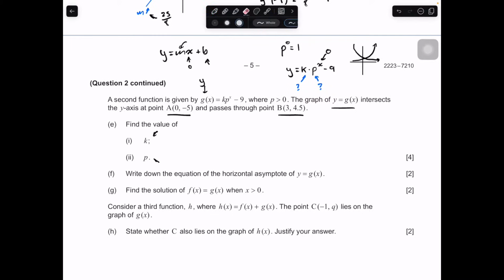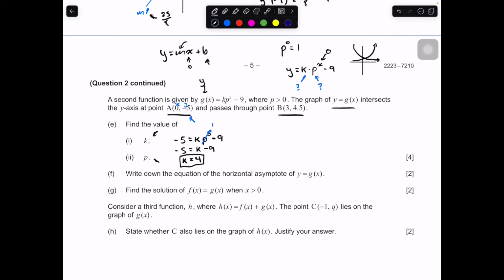So let's go ahead and substitute this value of a right here. For a, we know that this is our x value and this is our y value. So let's substitute those values in. For k, we have -5 is equal to k times p raised to the power of 0, minus 9. We said earlier that p to the power of 0 was just 1. So now we have negative 5 is equal to k minus 9. And we can solve this with a little algebra, and we have k is equal to 4. Alright, so that's the value of k.